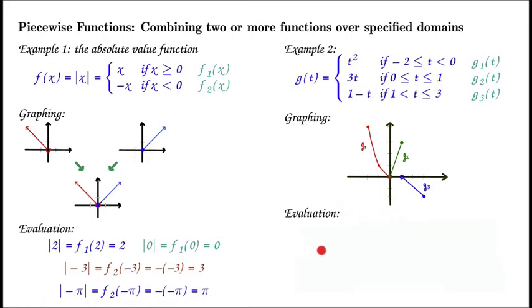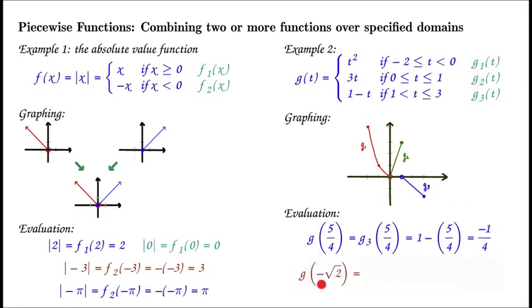Evaluation is much like what we did with the absolute value function, only now it's even more important to know which piece we belong to. So we look at g of 5/4 and note that 5/4 is bigger than 1, but less than 3. So we are in g sub 3. We want g sub 3 of 5/4, so we're going to substitute 5/4 into 1 minus t. So we get 1 minus 5/4, which reduces down to -1/4.